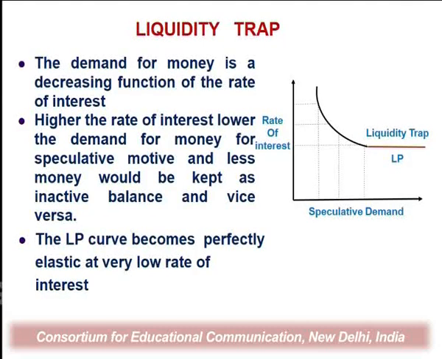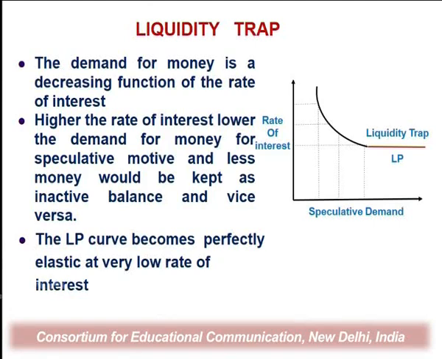You can see this graph, that the rate of interest and speculative demand for money are inversely related. Inversely related means if the rate of interest is high at present, then the speculative demand for money will be less.